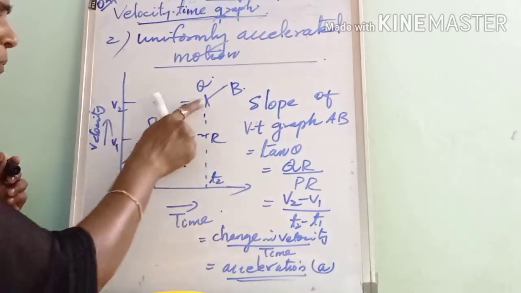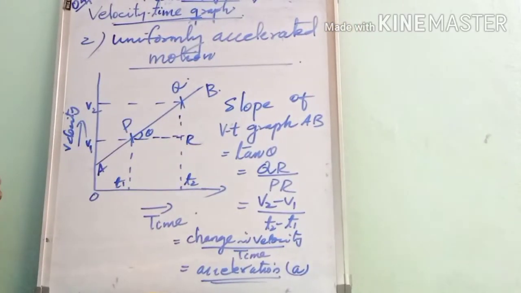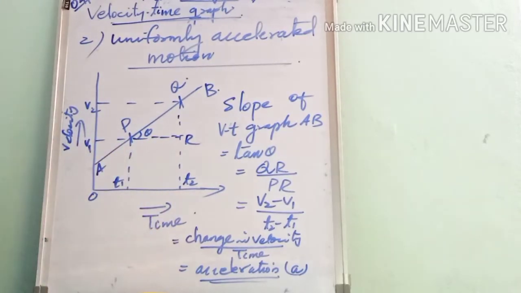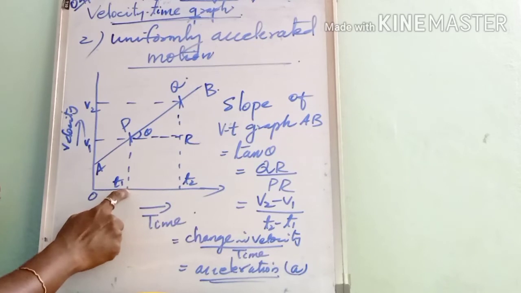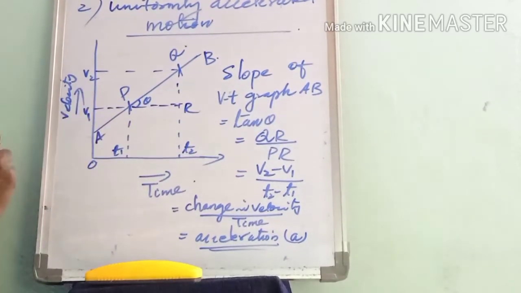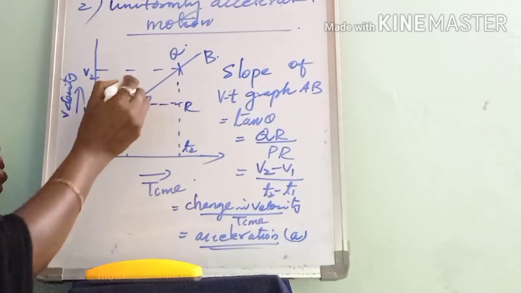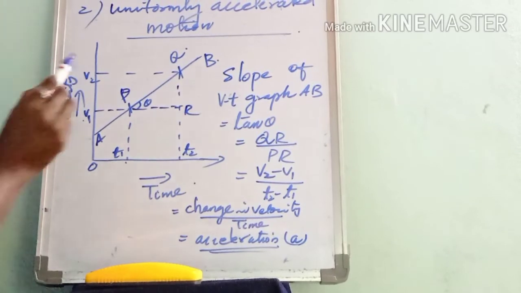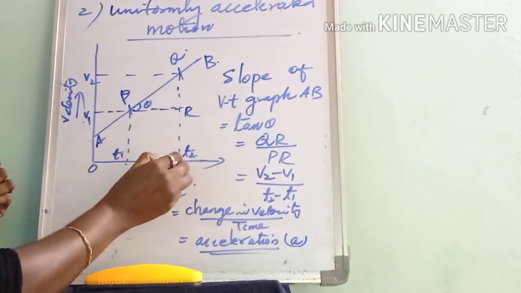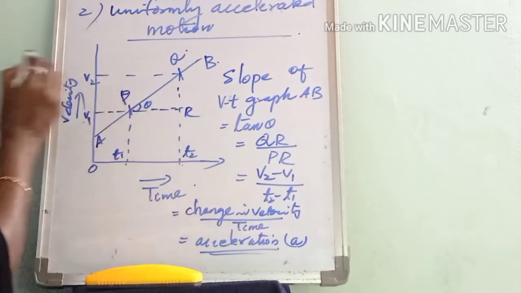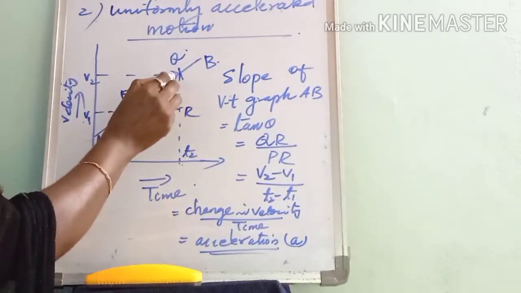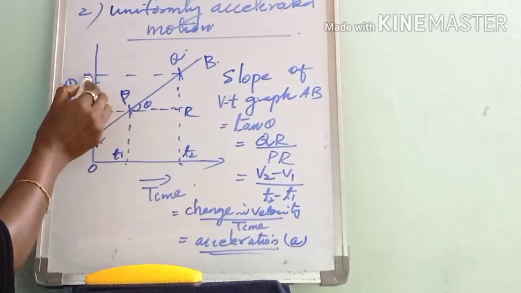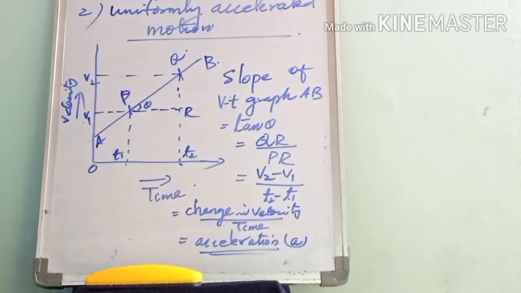Here we can consider two points on the graph, P and Q. From P we can draw perpendiculars towards the x and y axes. Corresponding to the point P, the velocity is represented as V1 and the time is represented as T1. Similarly, corresponding to Q, we can also draw perpendiculars towards the x-axis and the y-axis. Corresponding to the point Q, the time is represented as T2 and the corresponding velocity is represented as V2.